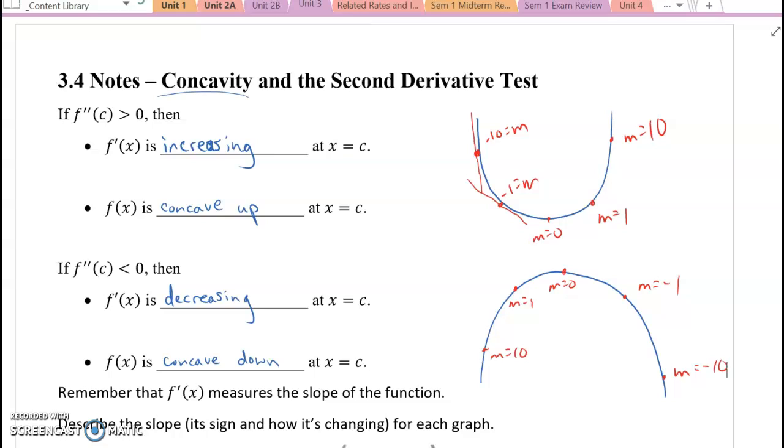So remember that f prime of x measures the slope of the function, and as the slope changes, we are changing the direction that we're heading.